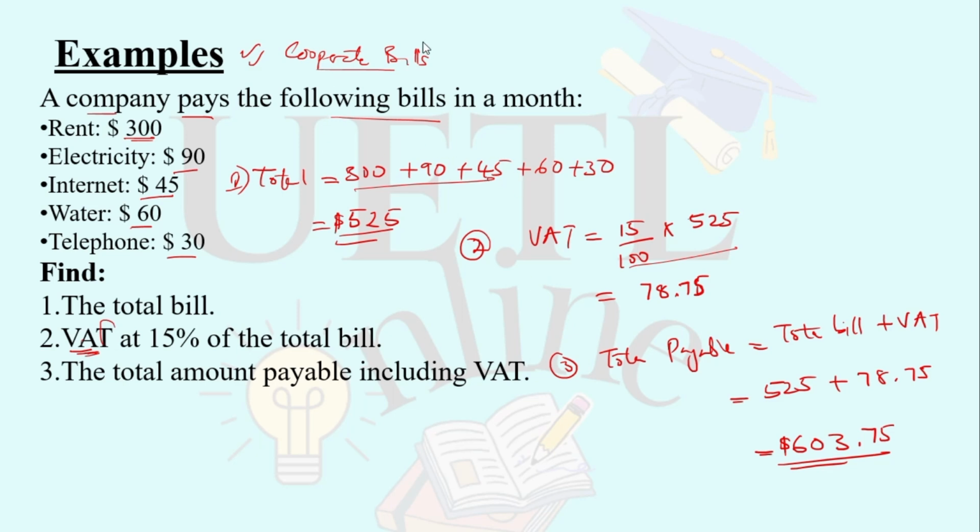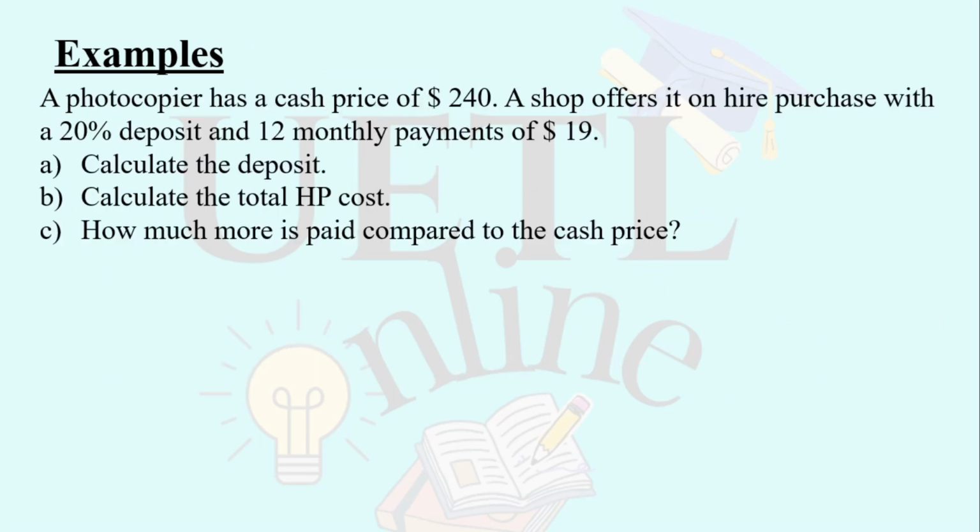Let's go on and look at a question on hire purchase. This is our next example on hire purchase. It is saying that a photocopier has a cash price of 240. So this is the cash price. If you have cash now, you can buy it at 240. A shop offers it on hire purchase.